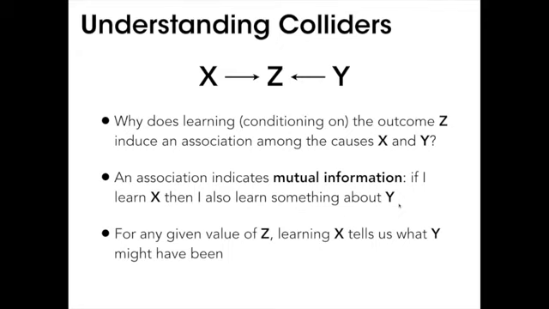I know this is a deeply weird sort of thing, but your life is full of colliders. I promise you it is. As soon as you understand this, you're going to see it everywhere. The natural world is full of these collider examples. Okay, so here's the summary. For any given value of Z, learning X tells us what Y might have been, right? Because it constrains the range of Y that could possibly produce that Z.